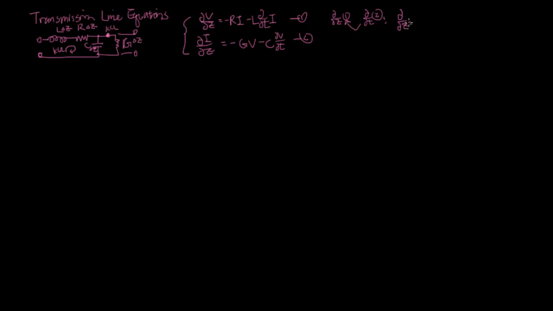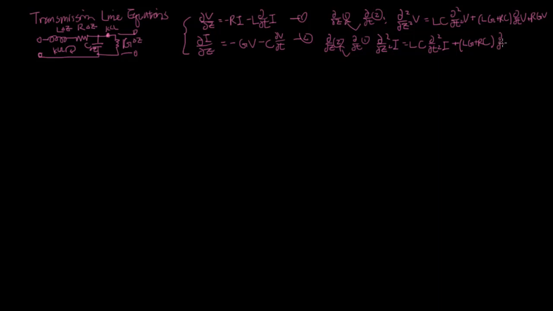So d²V/dz² is going to be equal to LC d²V/dt² plus (LG plus RC) dV/dt plus RG V. And then similarly, if you take d/dz of 2 and d/dt of 1 and do a substitution, you're going to end up with a similar equation for the current. So the second derivative with respect to z of I is going to be equal to LC d²I/dt² plus (LG plus RC) dI/dt plus RG I. So I'm going to call this equation 3 and this equation 4.